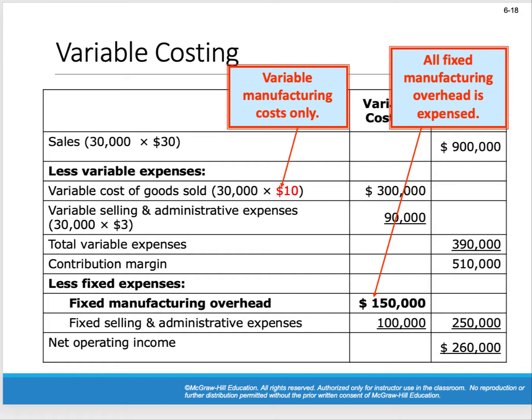Then we subtract out all of our fixed expenses. We include fixed manufacturing overhead. We also subtract out the fixed selling and administrative. Notice what our net operating income is, $260,000. Okay, cool.